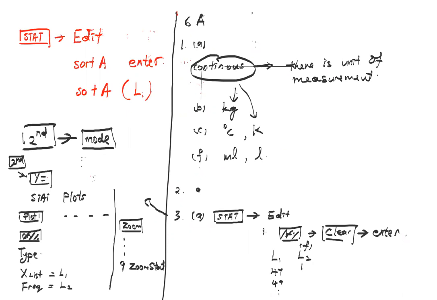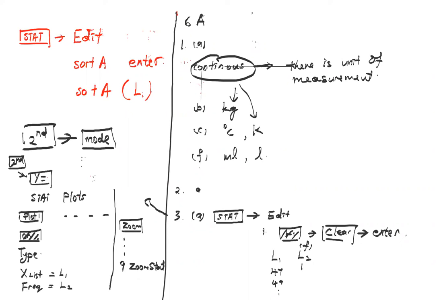Then your X list, you type in L1. Your frequency list is in L2, you type in L2. Okay, then you go to Zoom, you select number 9. Then it will plot for you. See or not? Hello?